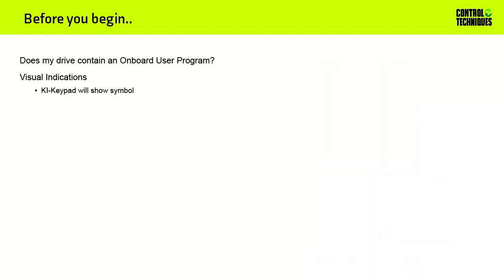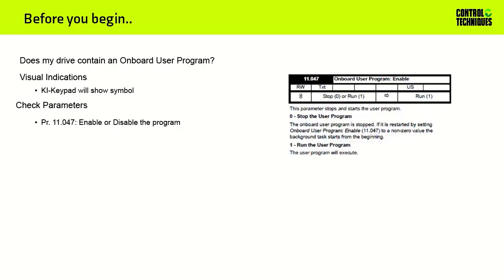The second way, and perhaps the most reliable method, is to actually check drive parameters. There are two that are used to determine the status of the onboard user program. The first one is menu 11, parameter 47. That one is used to either enable or disable the program. By default, it will be set to run to enable the program. Now, that doesn't mean that there is a user program there. It just means that if there was one, it would be running.